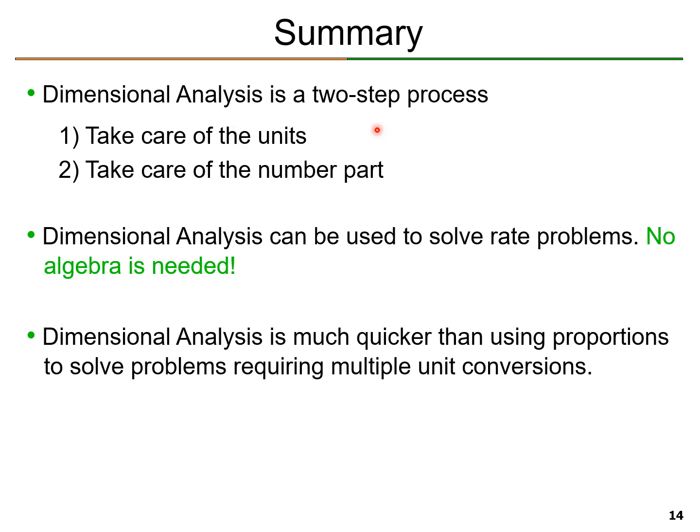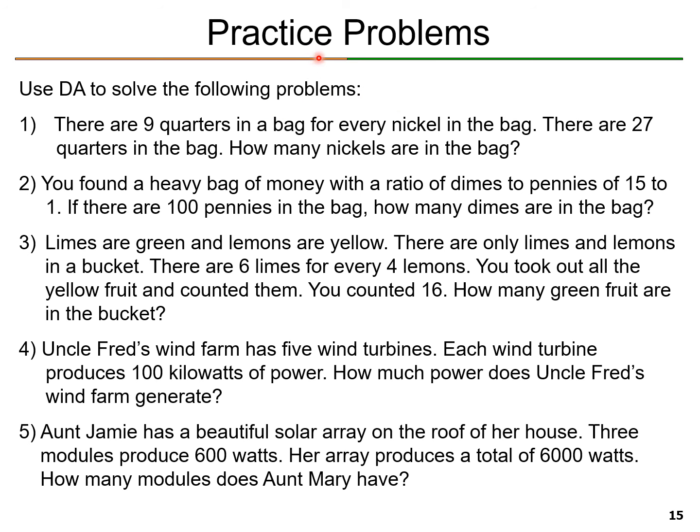Summary. Dimensional analysis is a two-step process. The first step is you take care of the units, and then step two, you take care of the number part. Now in step one, if you don't have a conversion factor, you make one. Dimensional analysis can be used to solve rate problems. No algebra is needed. And last of all, dimensional analysis is much quicker than using proportions to solve problems requiring multiple unit conversions. Here are some practice problems. Please perform them so you can develop your dimensional analysis skills.